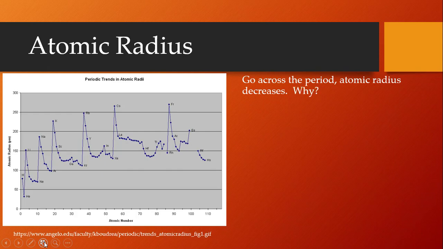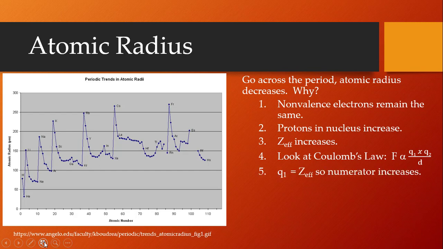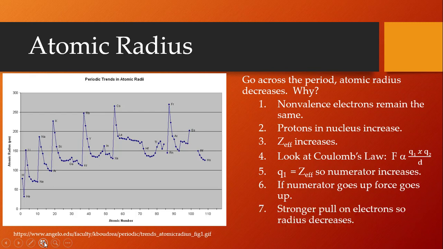The question is, why? Well, as you go across a period, the non-valence electrons remain the same, but the protons in the nucleus increase, so the effective nuclear charge increases. If you look at Coulomb's law, where force is related to Q1 times Q2 divided by D, Q1 is increasing. We're increasing the numerator. So, as Q1 increases, the numerator increases. If the numerator goes up, but D remains the same, then the force goes up. The electron is pulled on by a stronger force, so the radius decreases, which actually decreases D.